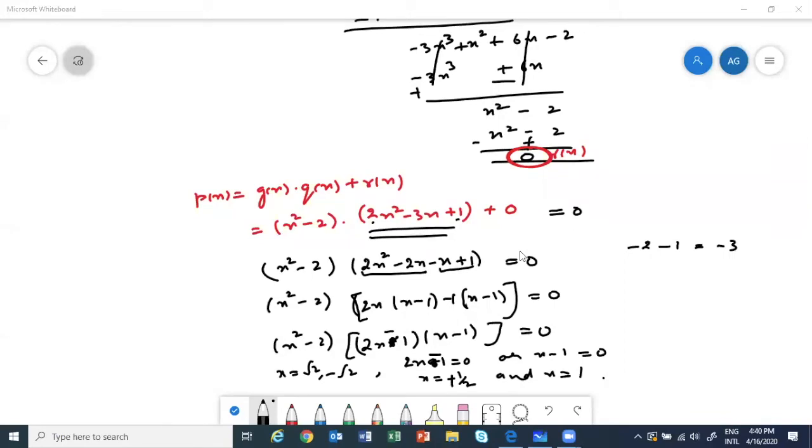Why, Amritesh? It's also x plus half. No, x plus half, how? x is equal to plus half. Okay, x equal to plus half means root 2, minus root 2, half, minus half and 1 are all the zeros of Px.